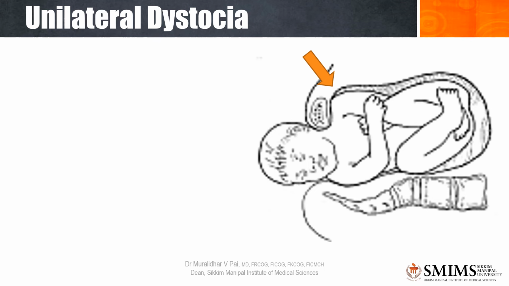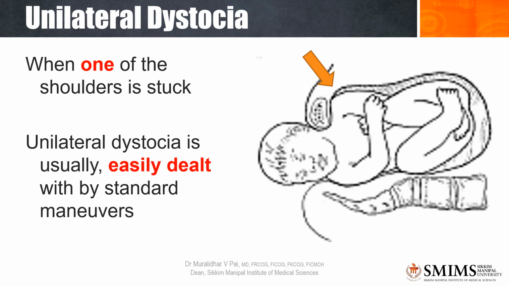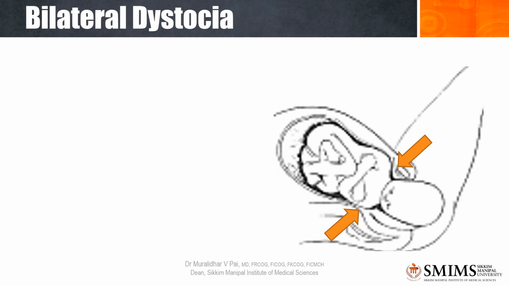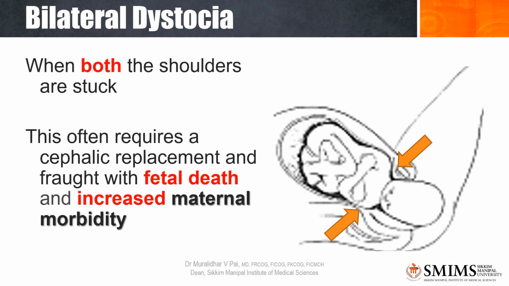The dystocia could be unilateral, where only one of the shoulders is stuck and it is rather easier to manage. Or the dystocia could be bilateral, where both the shoulders are stuck, and this variety often requires cephalic replacement, which is usually difficult and fraught with fetal death and increased maternal morbidity.